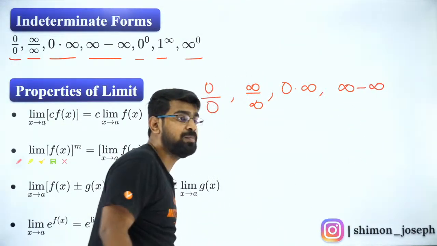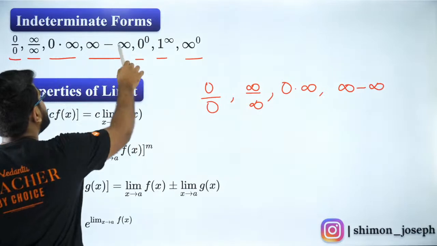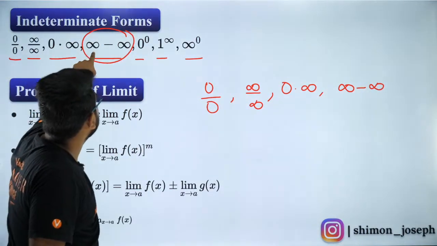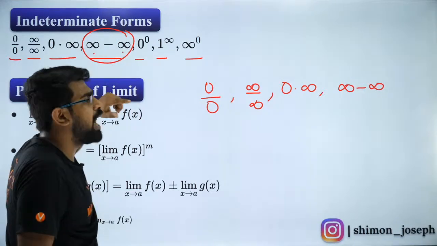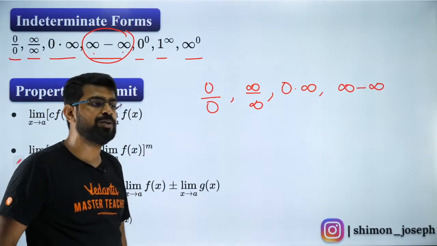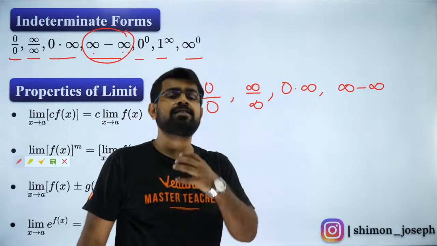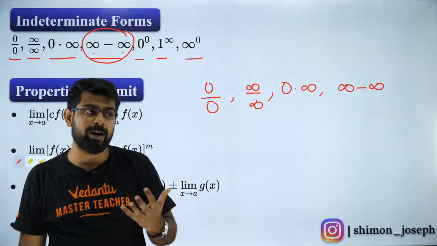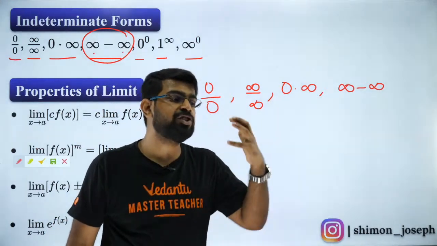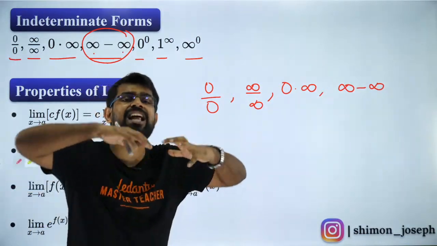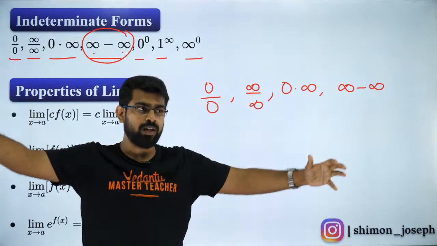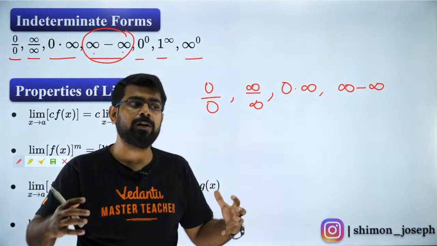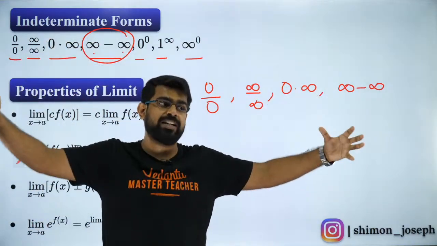Now all the students will message, sir, infinity minus infinity is 0, sir. What are you saying? Same thing minus same thing, how can it not be 0, sir? What are you teaching? Guys, infinity is not a number. Infinity is not a number. It is a symbol which is used to represent a very large quantity.